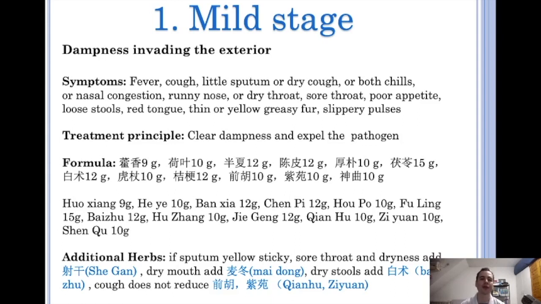And then what we're going to try to do is to clear dampness and expel the pathogen. Even if you want to treat the patient with acupuncture, it doesn't matter, okay? If you understand what the main symptoms are, what the treatment principle is and everything, then you can use acupuncture as well. I'm just introducing the Chinese medicine and the formulas that you can use.